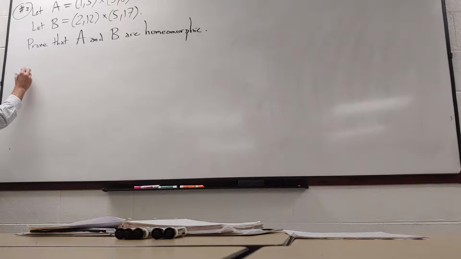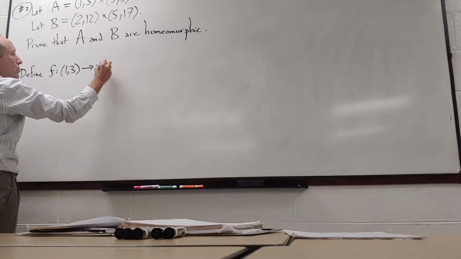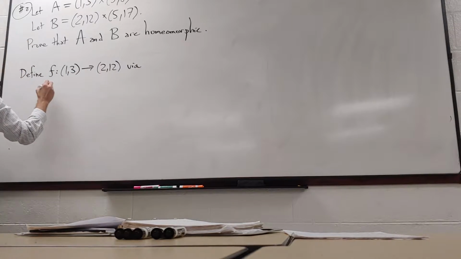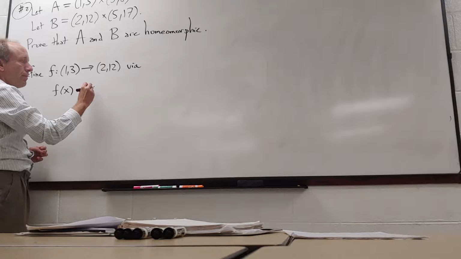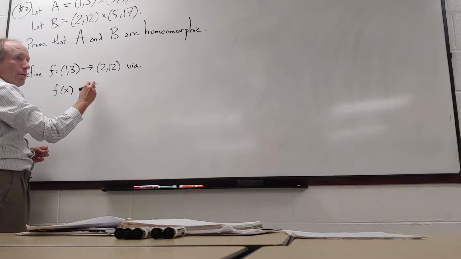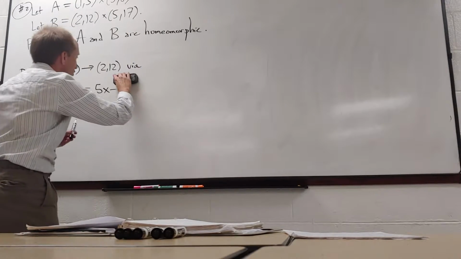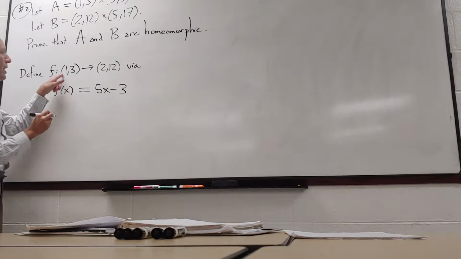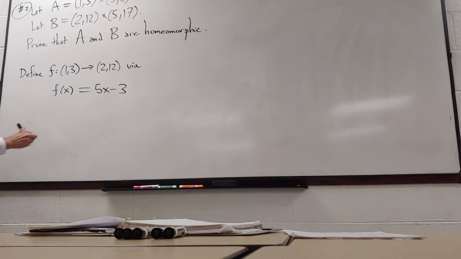So let's define a function f that goes from 1,3 to 2,12 via... Now, does anybody know how to get a nice bijection here? Times 3 minus 2. 5x minus 3. Let's just see what that gives us. So I just like to check the endpoints because it's a linear function. If I plug in 1, I'm going to get 2. And if I plug in 3, I'm going to get 12. Okay, great. So there's a function.